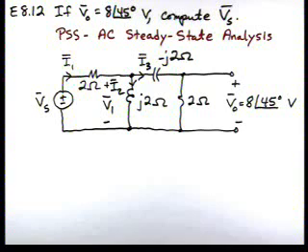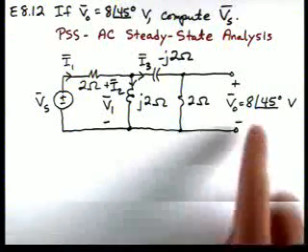For learning assessment 8.12, the problem statement is: if V0 is equal to 8 at an angle of 45 degrees, compute Vs. We'll be utilizing our problem-solving strategy entitled AC Steady State Analysis. For relatively simple circuits like this one with a source, we're going to use things like Ohm's law, impedances, and Kirchhoff's laws to solve for Vs.